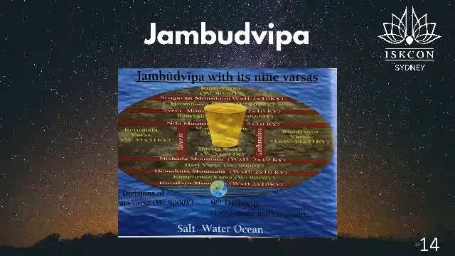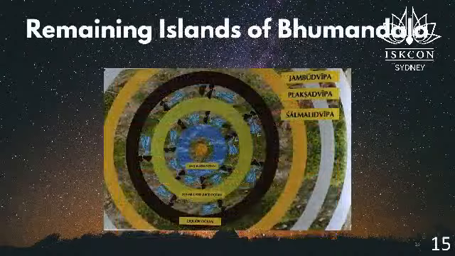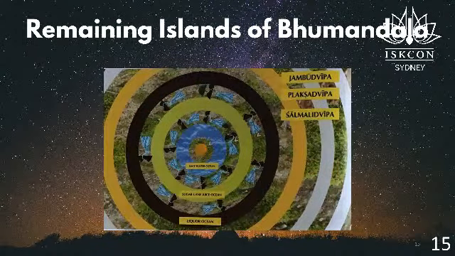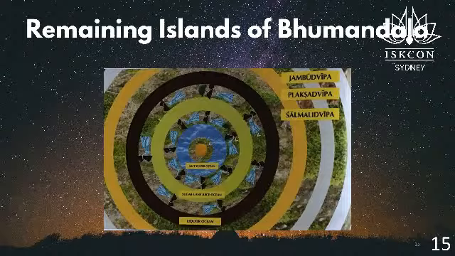Slide 15, it's just the aerial view of Bhumandala. So you have Mount Sumeru in the center, placed on top of Jambudvipa, which is the centralmost island surrounded by saltwater ocean. Then you have Plakshadvipa, so on and so forth, which is surrounded by different types of ocean.